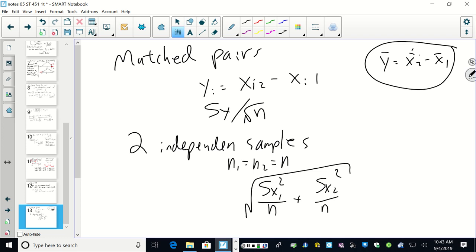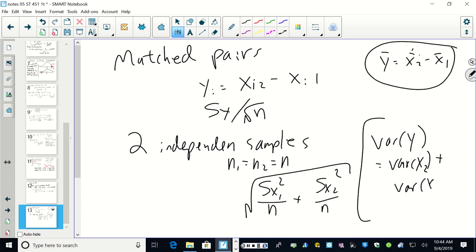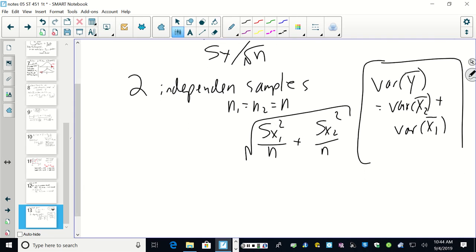In independent samples, x1 and x2 are not correlated. So the variance of y is going to be the variance of x2 plus the variance of x1. These two variances add together. However, in the matched pairs case there's a correlation, and if x1 and x2 are correlated with each other, then the variance is smaller.